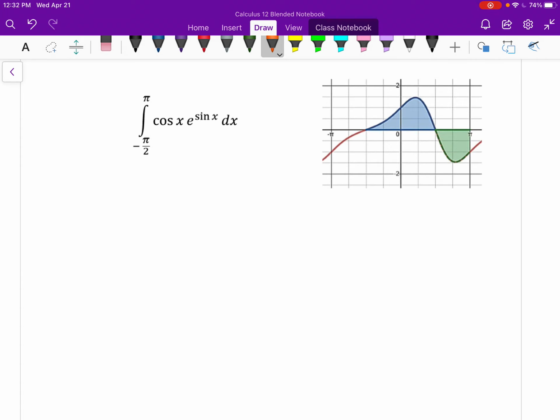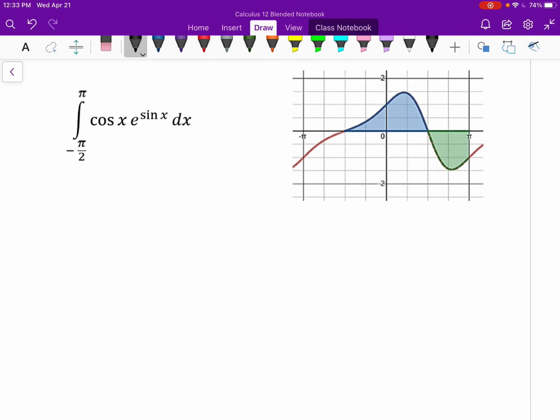Okay, last question. This time I can see the function is definitely continuous. I give you the graph. So I want to find the area of this region from negative pi over 2 to pi. Definitely I don't have to worry about this function not being continuous. I can see it's continuous. So I want to call this part here cos x times e to the power of sine x. I'm going to call that f of x in terms of finding my antiderivative.